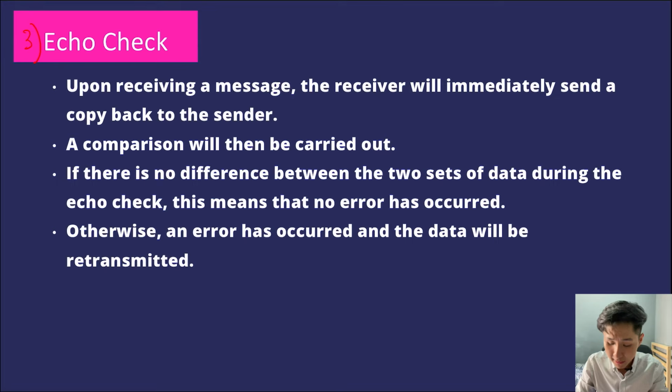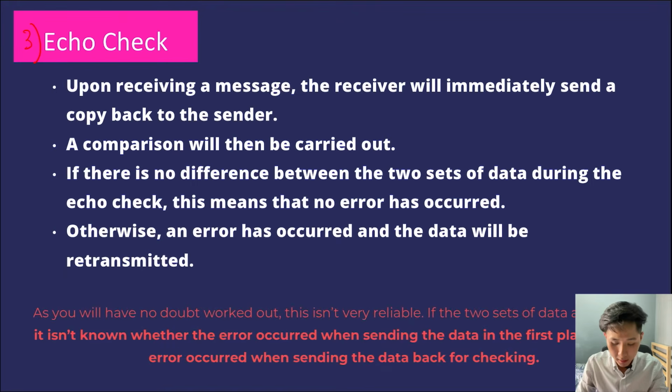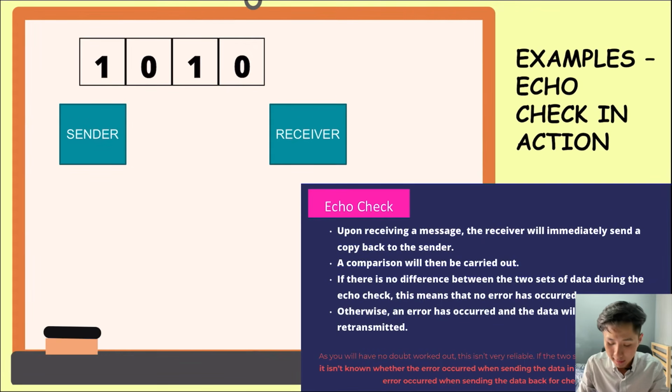If there's no difference between the two sets of data during the echo check, this means that no error has occurred. Otherwise, an error has occurred and the data will be retransmitted. To better explain this, I have a picture here. Let's look at the first step. Upon receiving a message, the receiver will immediately send a copy back to the sender.